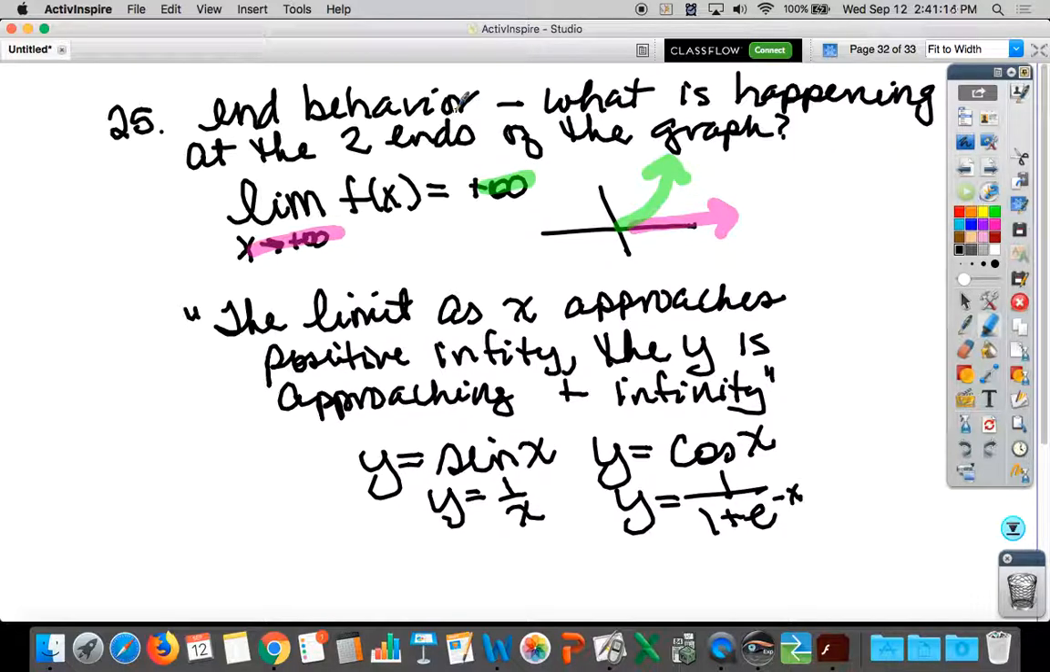All right, 10, 9, 8, 7, 6, 5, 4, 3, 2, 1. All right, so kind of turn around and get your desks in order, and we're going to work 25 and 26 and then a couple of piecewise functions together. All right.